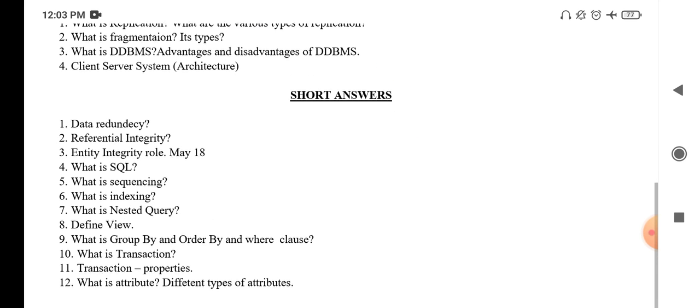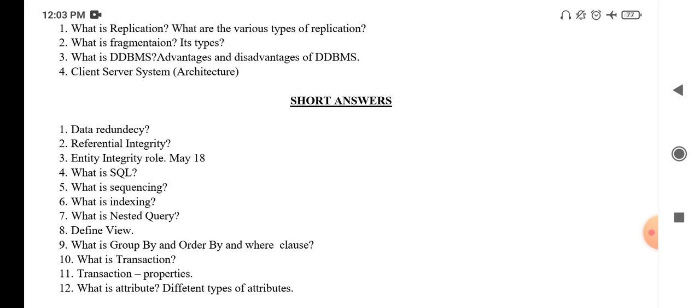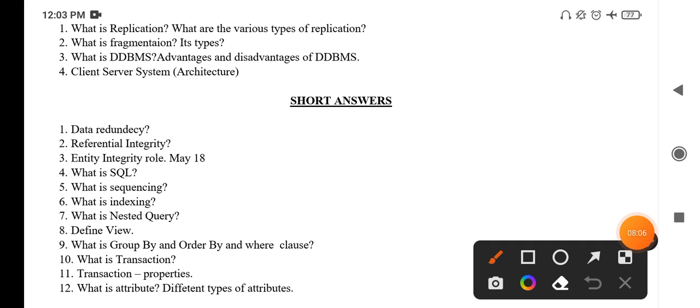Now when it comes to the short answers, only a few questions are given in short answer. Just the first question is, what is the meaning of redundancy? Repeating the same data at multiple sites is known as redundancy. You know already data redundancy and data inconsistency are both interlinked topics. Whenever you get data redundancy, definitely the data will be in an inconsistent state. So you have to write about the definition of data redundancy.